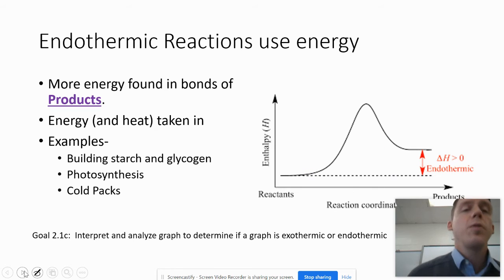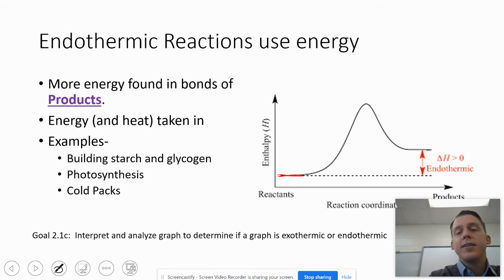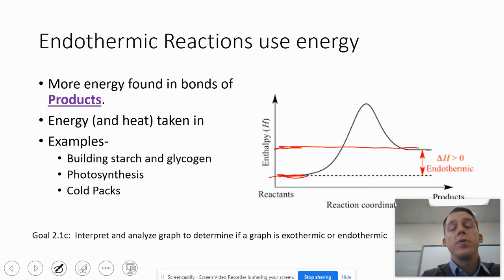All right, endothermic reactions means that we're going to need to absorb energy. So heat or energy is taken in. Notice the reactants don't have very much energy. The products have more energy. So this reaction had to get energy from somewhere else in order for the reaction to happen. It's endothermic. We had to bring energy in. Example, anytime we build anything, building requires energy, right? If you want to build something, it's going to require energy. So building starch and building glycogen will require an energy input.